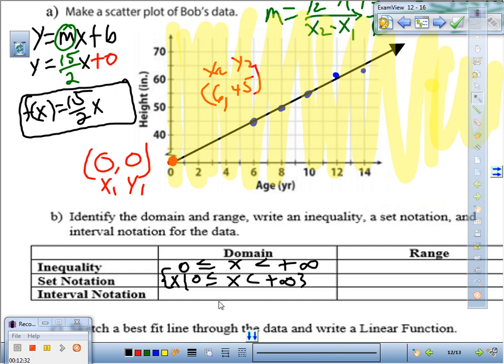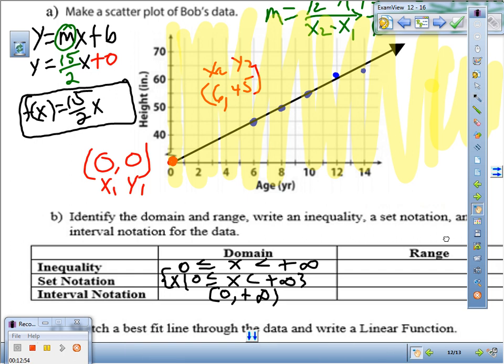Interval notation, bracket 0, comma, positive infinity, what? Parentheses, that is correct. Hands if you got that. Okay, I see some hands, all right. Let's go with the range.